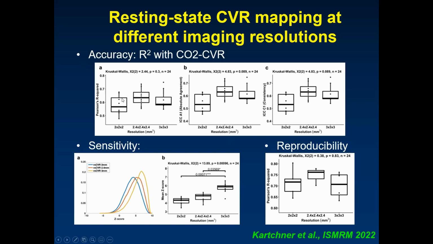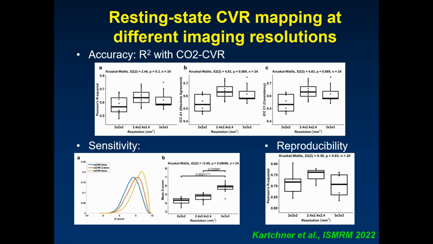Shown here are the results for the different resting state CVR resolutions. We found that there's no significant group difference between the different imaging resolutions. If we look at the sensitivity of this resting state CVR mapping by looking at the Z values from the general linear model analysis, we found that the 3 mm resolution has significantly higher sensitivity than the higher resolutions. This is somewhat expected because larger voxels would give better sensitivity.